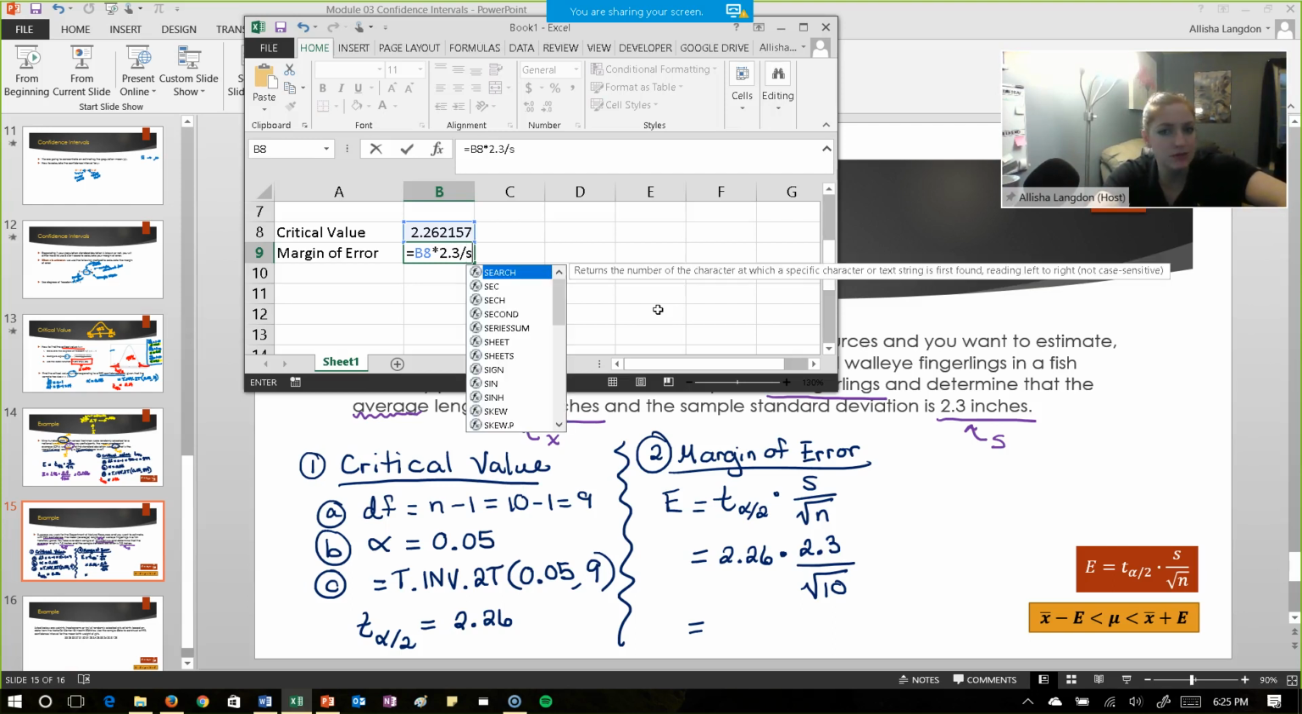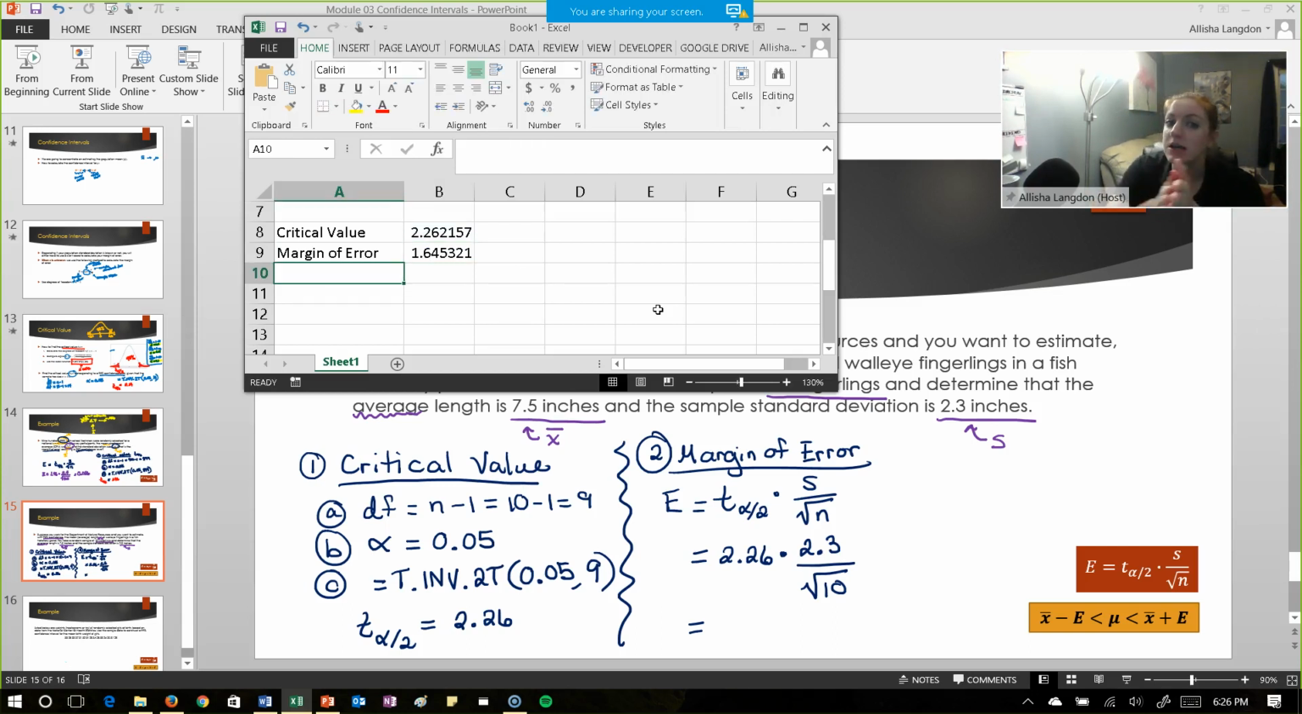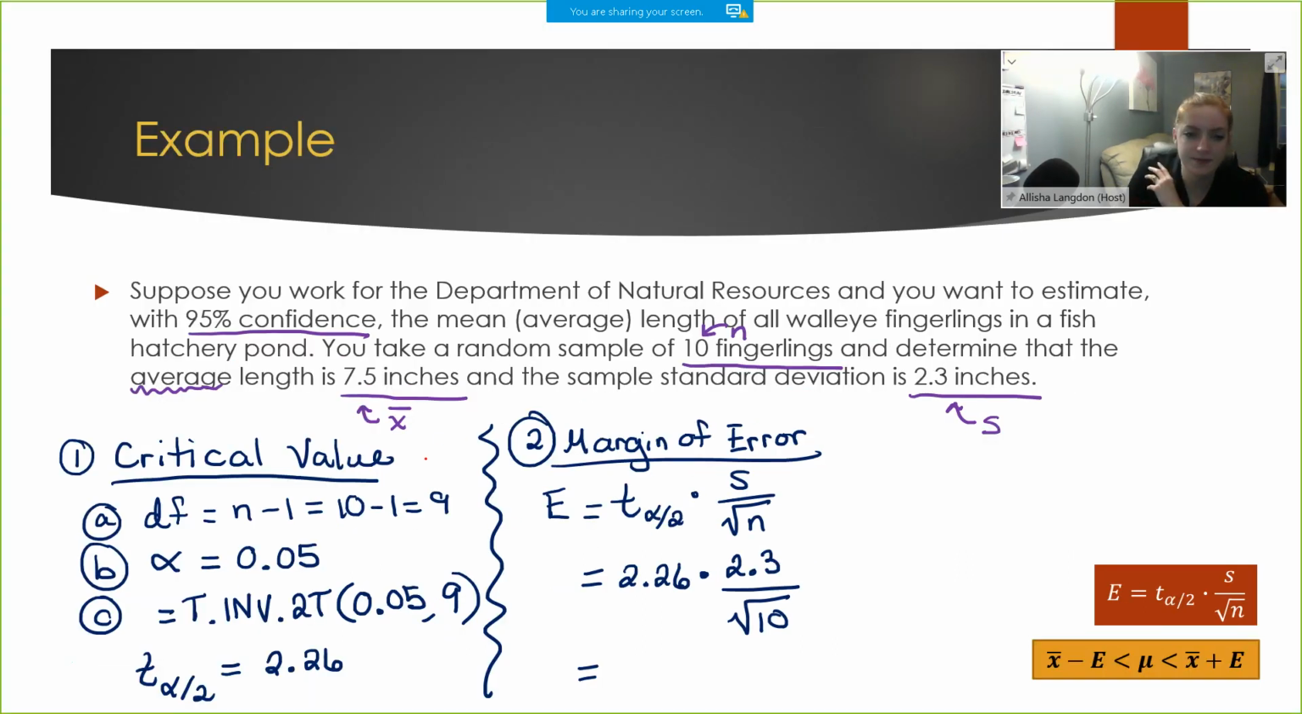How do we type in square root again? SQRT. And then plug in 10. So we're taking the square root of 10 there on the denominator. Hit enter, and it looks like our margin of error is 1.645. Is that what everybody got? 1.645. That's our E. That's our E value. Okay, I see a yes. Excellent. There is one last step.